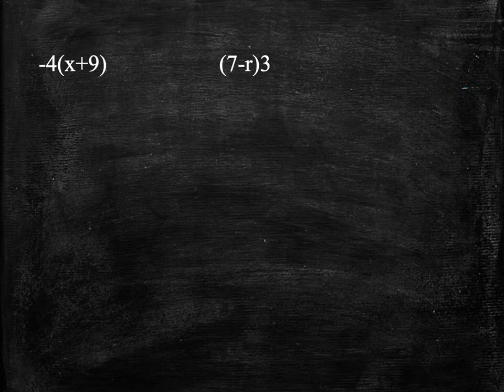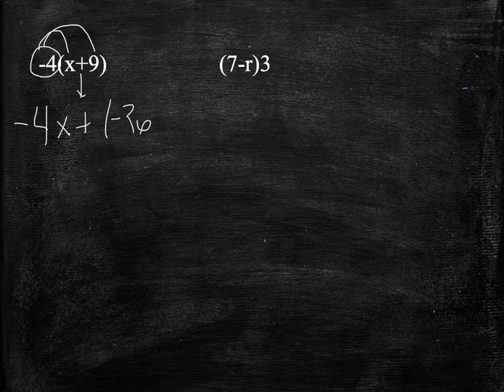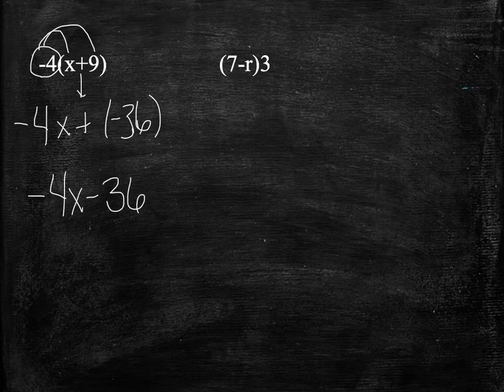So here we have a negative. You see that negative there? We have to be careful with that. That goes with it all. So it's negative 4 times x plus negative 4 times 9, which is negative 36. Alright, we could simplify that down to negative 4x minus 36.